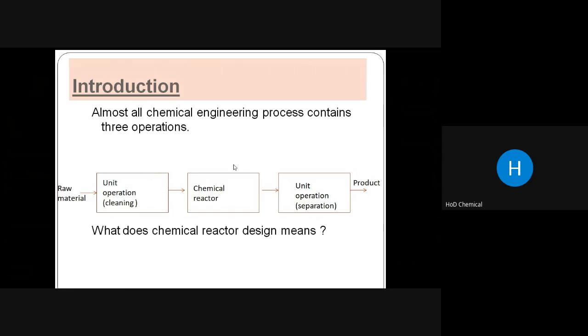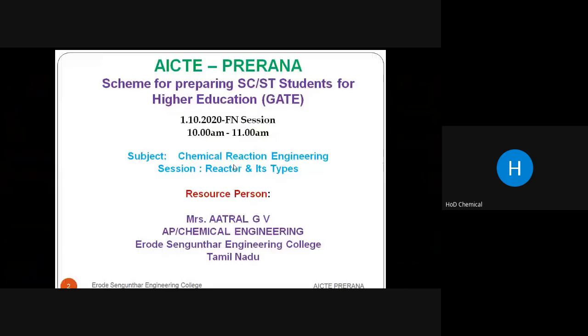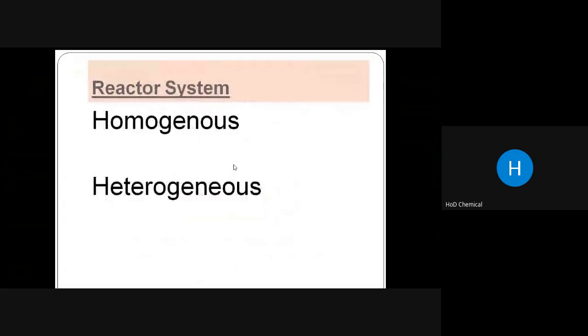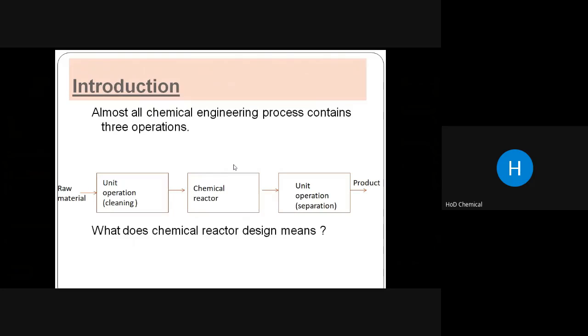So from this definition, we can mathematically write minus RA proportional to dCA by dt. After that we can expand it: minus RA equal to K into CA.